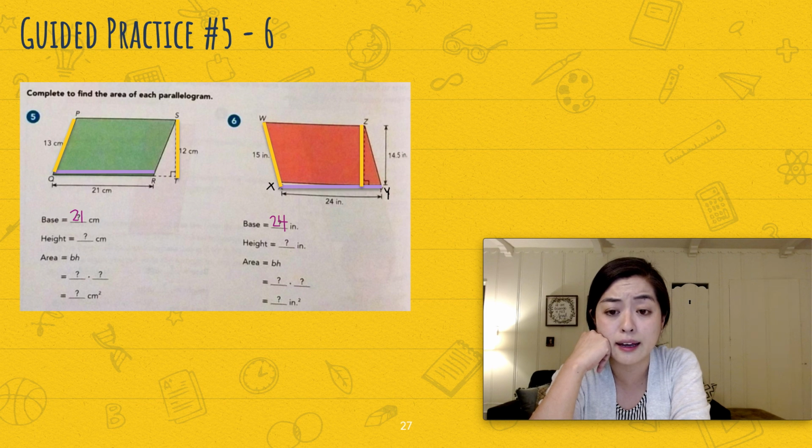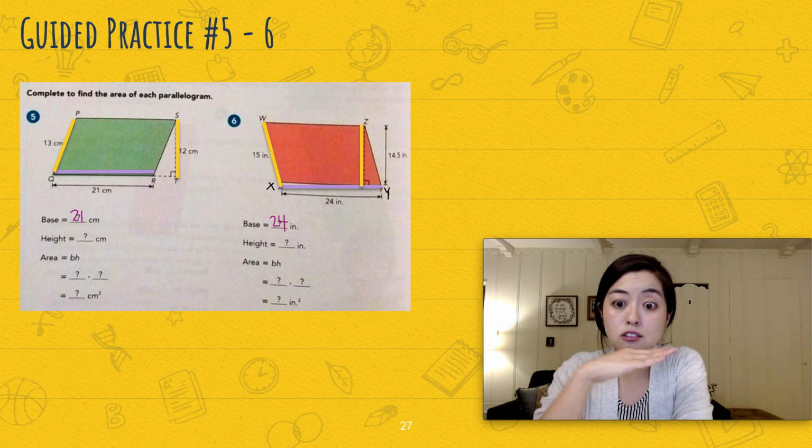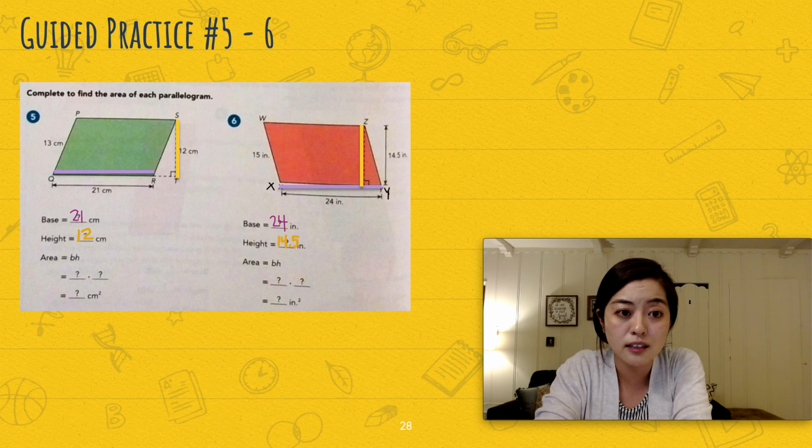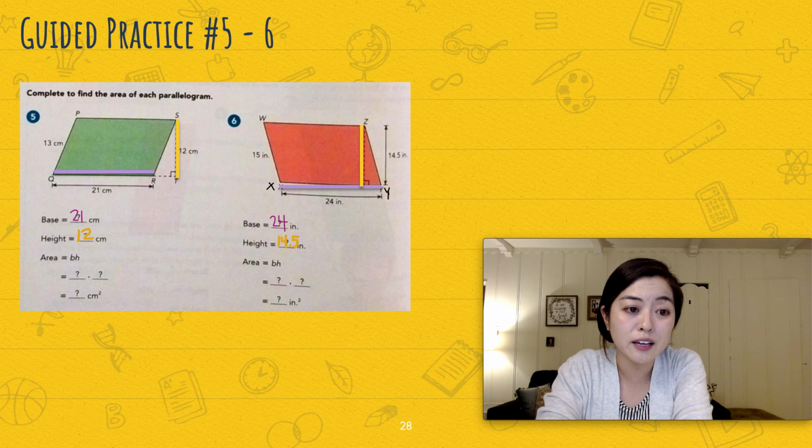Well, I know the height has to be perpendicular to the base, and I determined my base to be flat on the ground, so it needs to be straight up from the ground. For number 5 and 6, I can see it is ST and that dotted line under Z, respectively. So the height becomes 12 centimeters for number 5, and 14.5 inches for number 6.